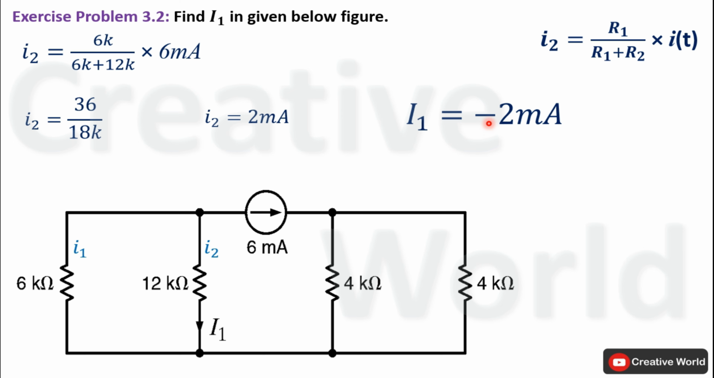Here minus sign is indicating that the direction of current I1 is opposite to the direction of actual current through this branch. So this was chapter 3 exercise problem number 3.2.